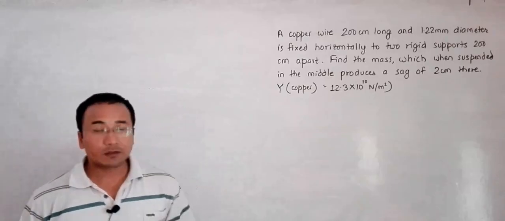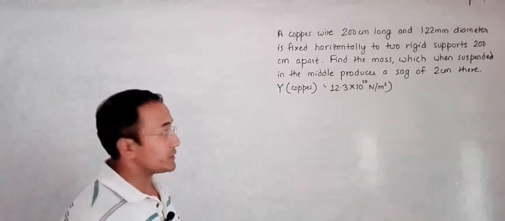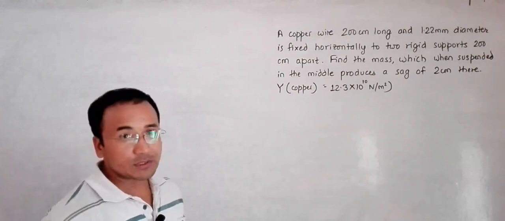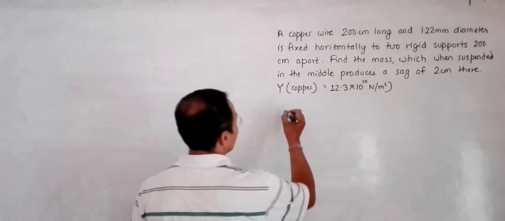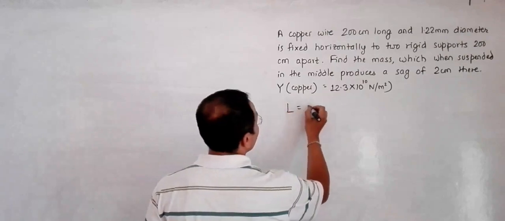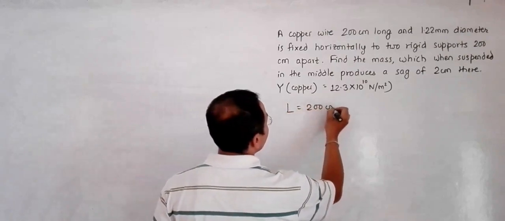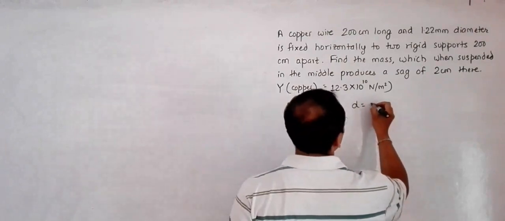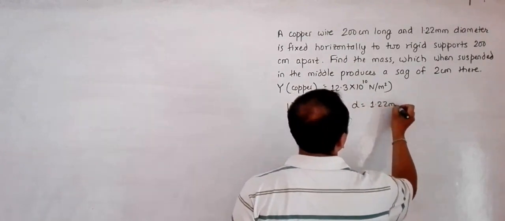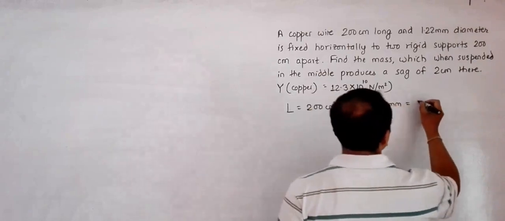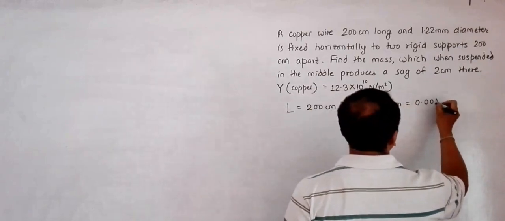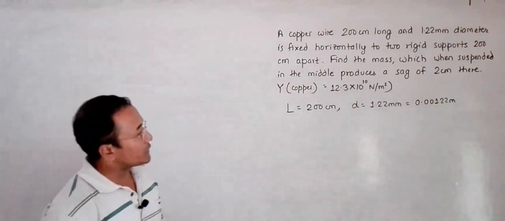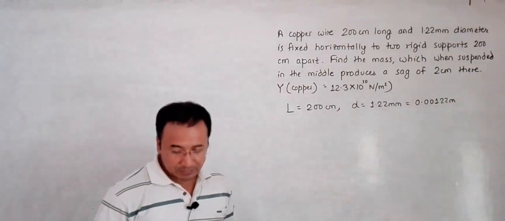Hello again, another problem from elasticity. So we have a very common problem here. We have a copper wire which is 200 centimeter long. So we have this initial length L equal to 200 centimeter, and the diameter d equal to 1.22 millimeter, which is equal to 0.00122 meters. I can also write it as 1.22 into 10 to the power minus 3 meters, but I found it comfortable.